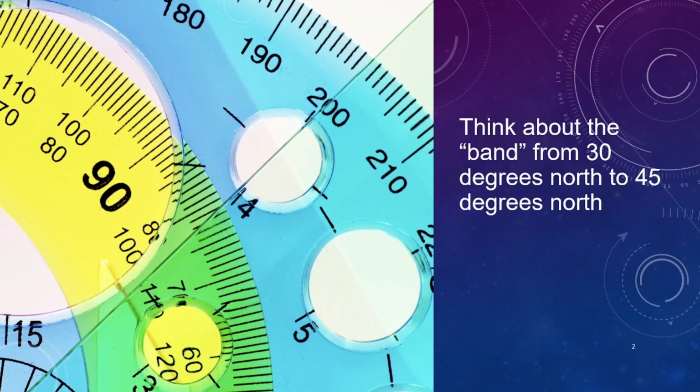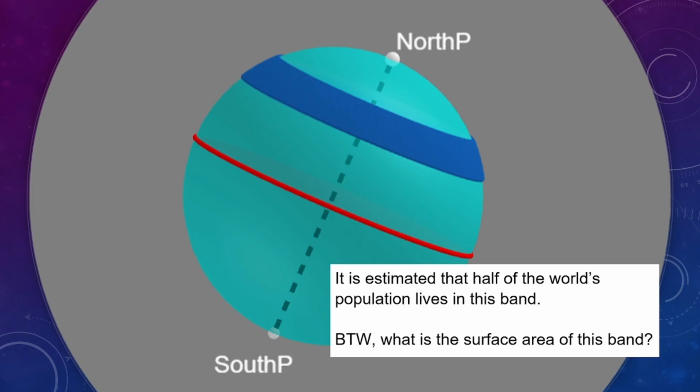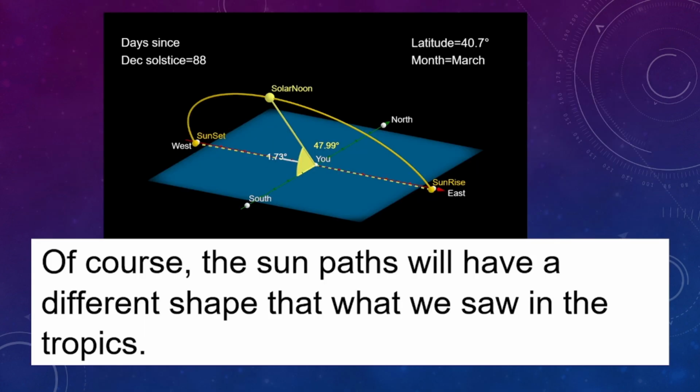But first I want you to think about the band that runs from 30 degrees north to 45 degrees north. That's what it looks like. It is estimated that half of the world's population lives in this band. By the way, to find the surface area of this band, there's a formula, but it's more fun to work it out using calculus. But that's for another day.